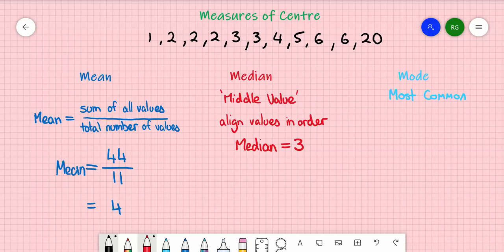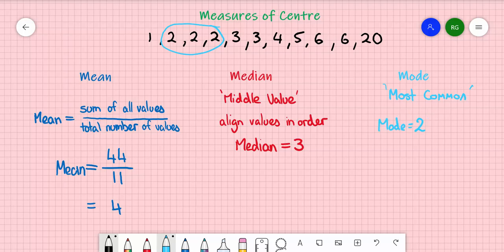Right, let's have a look now at the mode. The mode is the most common value. This one's almost the simplest. You just got to look at which number is the most popular. So in this case, I have 3 lots of 2, there's 2 lots of 3, 2 lots of 6. So I can see that 2 is the most common value.